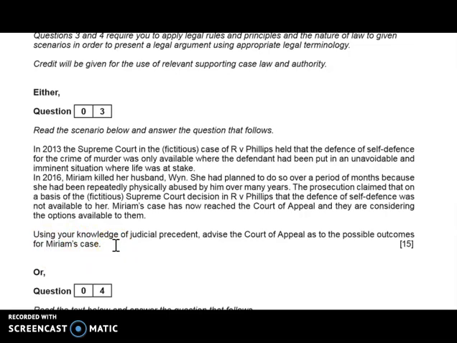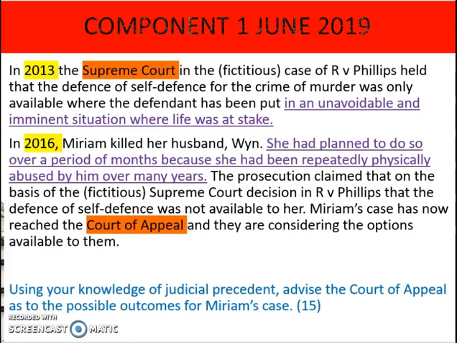So I'm going to switch back to my other screen now because I've highlighted this scenario for you so that I can explain it a little bit further. Switch my screens back to my PowerPoint now, and this is the same scenario we've just been looking at on the real exam paper, but I've highlighted some of the key points here. And I suggest that whenever you're looking at a precedent scenario, you do the same.